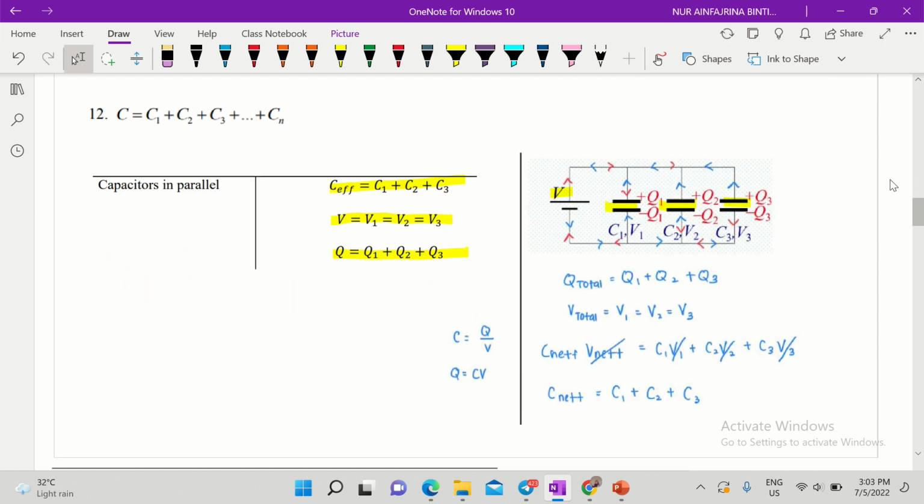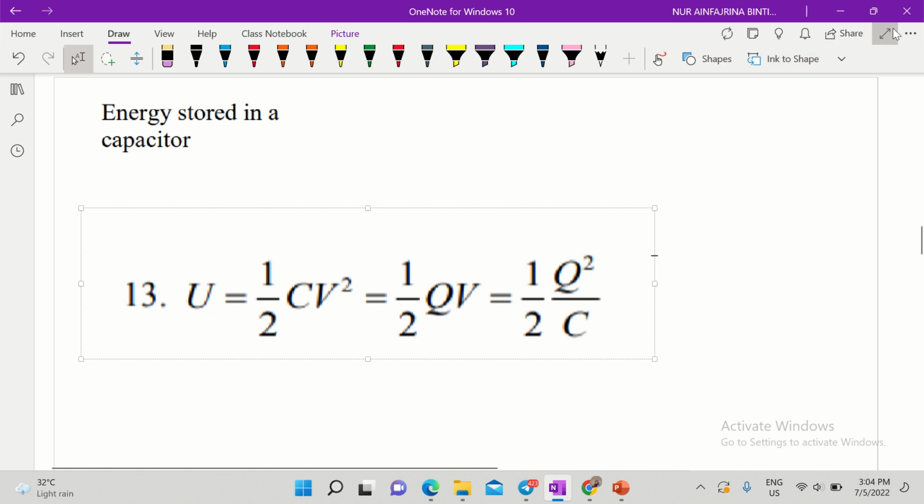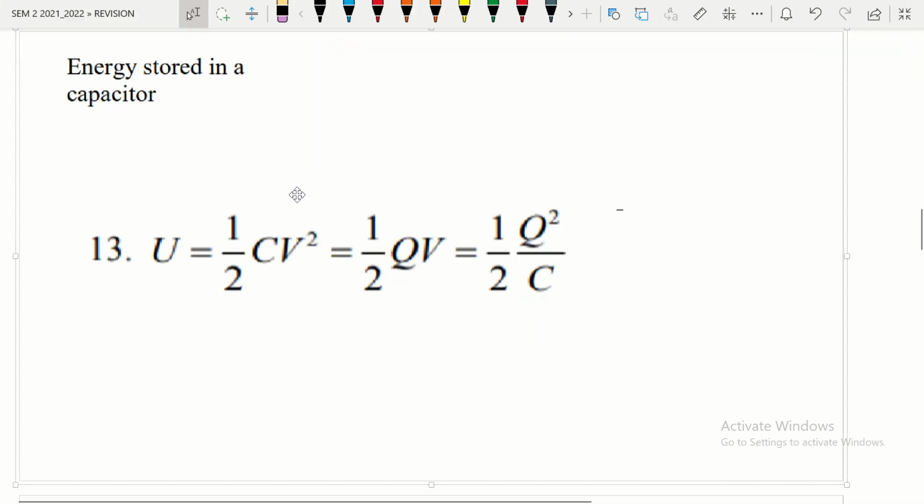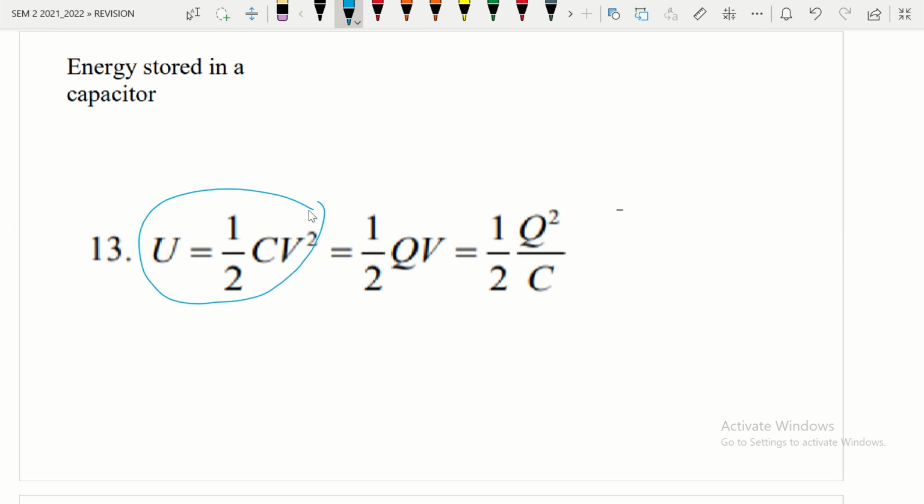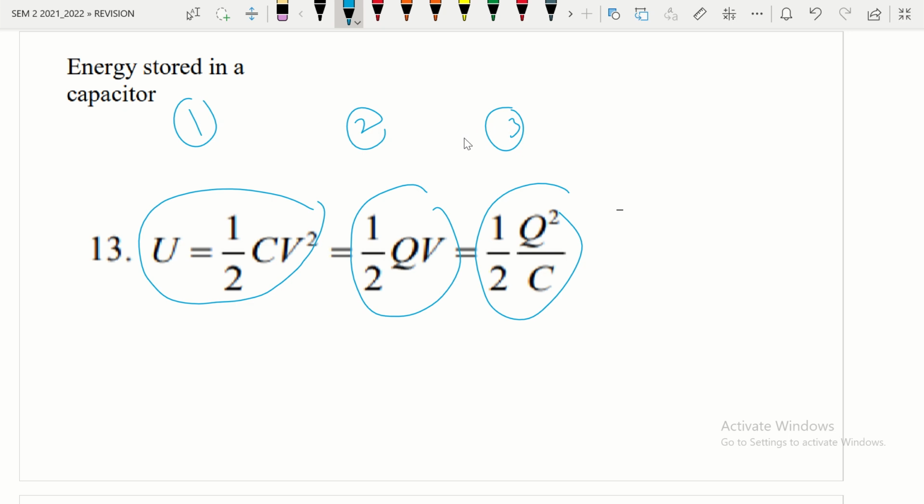Okay, so now energy stored in a capacitor, it has 3 formulas. You can use any one that you like. You can use U equals half CV squared. This is the first one. So if you have the value for the capacitance and also the potential difference, you can straight away use this one. If you have the value for the charge and also the potential difference, you can use this one. If you have the value for charge and only capacitance, then use this one. So we have 3 formulas for energy stored in a capacitor. And remember, the unit for energy will be joule, J. Energy, J. Joule. Okay, this is very important because many people forget.